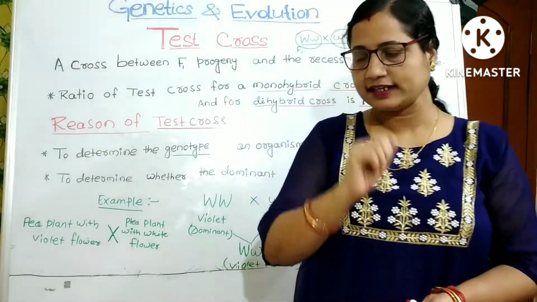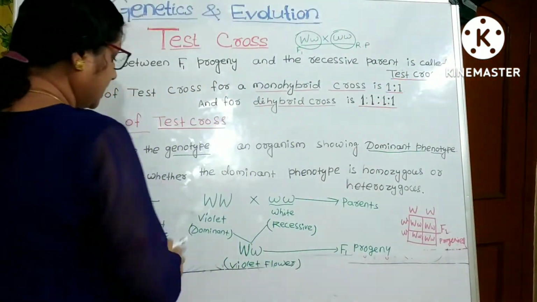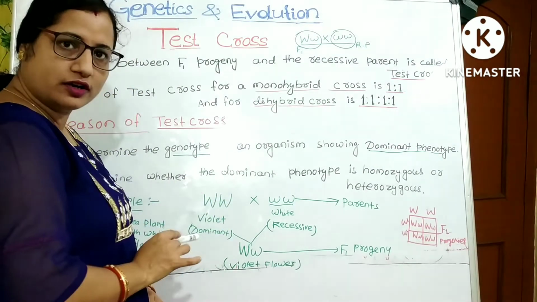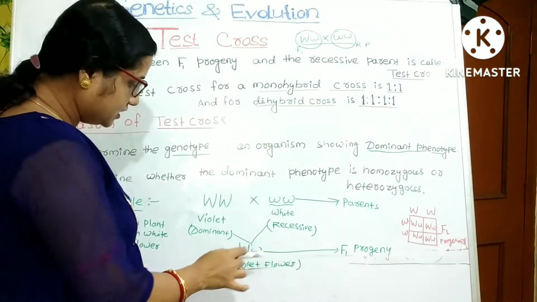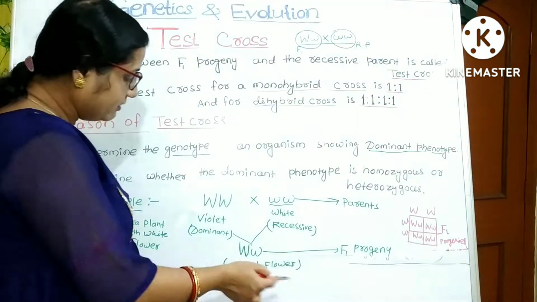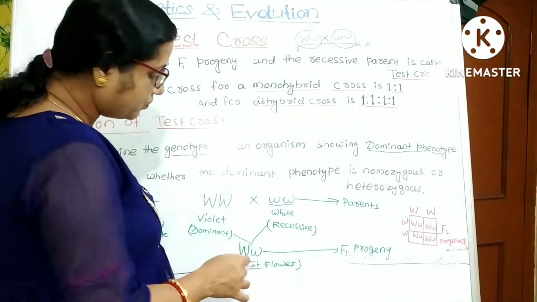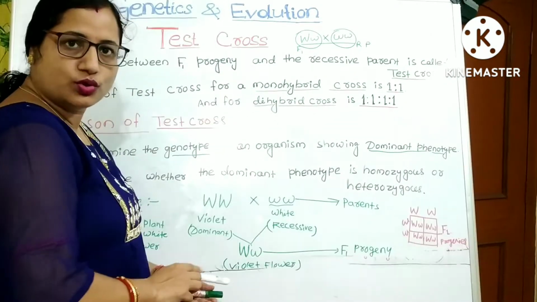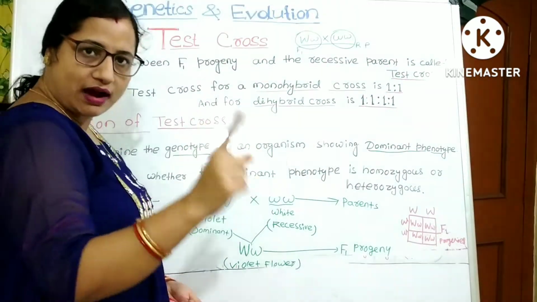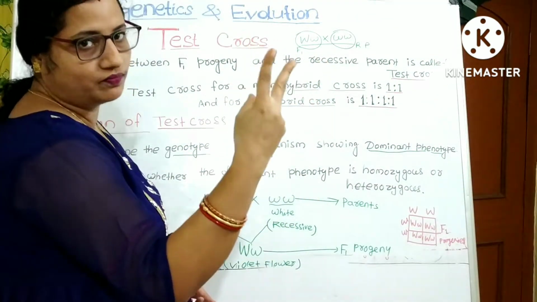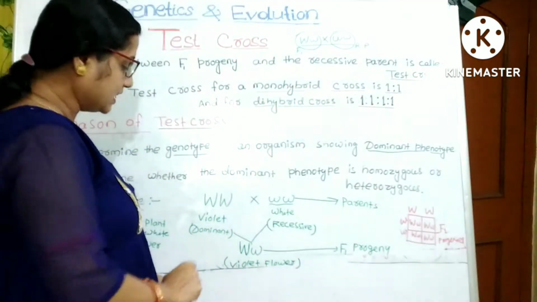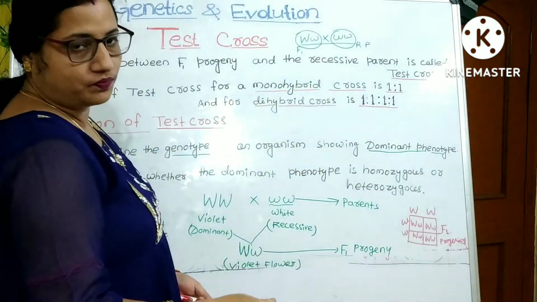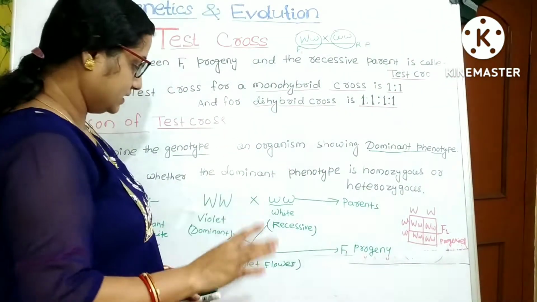For example, violet color is a dominant character and the genotype is capital W. Again, in the F1 generation, Mendel found violet color present in a heterozygous form, that is, capital W and small w. So the dominant character, violet color, can exist in two forms. One is the homozygous form, pure violet, and another is the heterozygous form, hybrid violet.